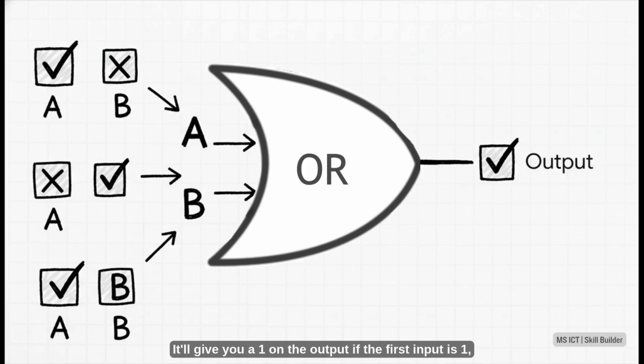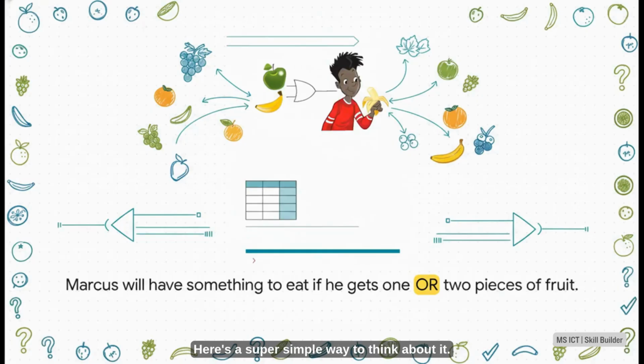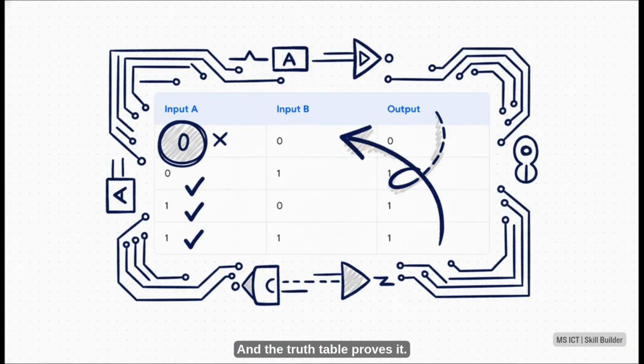It'll give you a 1 on the output if the first input is 1, or if the second input is 1, or even if they're both 1. It's pretty generous. Here's a super simple way to think about it. Let's say Marcus will have something to eat if he gets an apple or a banana. So, if he gets an apple, does he eat? Yes. If he gets a banana, does he eat? Yes. And if he gets both, well, he definitely has something to eat then. The only way he doesn't eat is if he gets neither. And the truth table proves it.